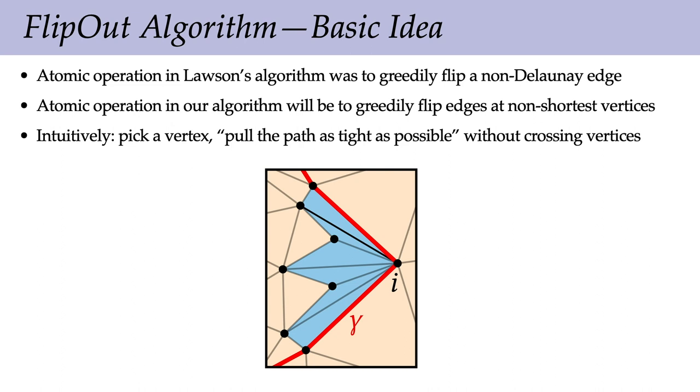In particular, you can imagine in the local region of some vertex, pulling the path as tight as you can without crossing any of the other vertices. And we'll do this all just by performing edge flips. So here around this vertex I you see at the bottom, we want to get out this shorter path in the local neighborhood. So we perform edge flips and edge flips and edge flips until eventually we have this shorter path along the perimeter. And this technique is called the flip-out procedure.